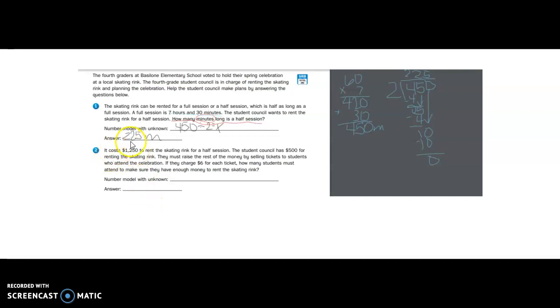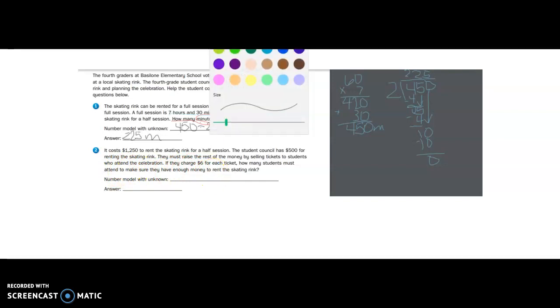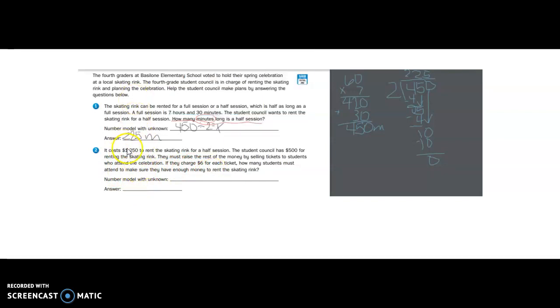It costs $1,250 to rent the skating rink for a half session. The student council has $500 for renting the skating rink. They must raise the rest of the money by selling tickets to students who attend the celebration. If they charge $6 for each ticket, how many students must attend to make sure they have enough money to rent the skating rink? So they need to get $1,250, and they already have $500. So if they're charging $6 for each ticket, how many students must attend to make sure they have enough money to rent the skating rink.